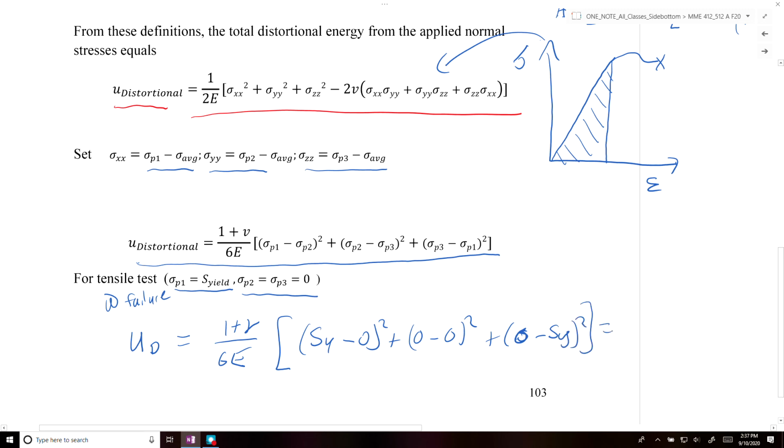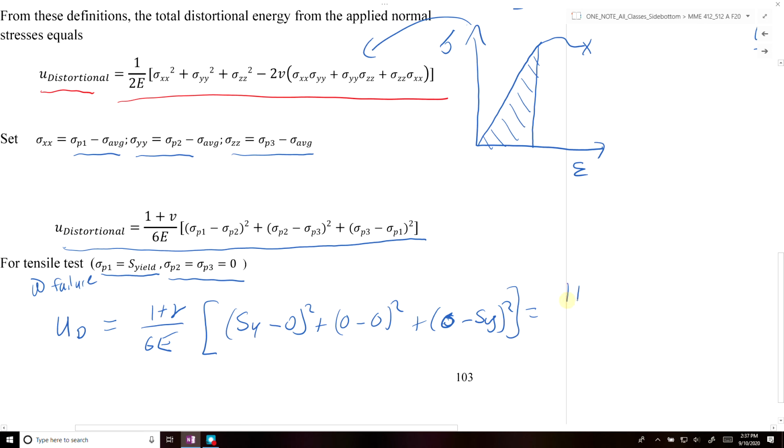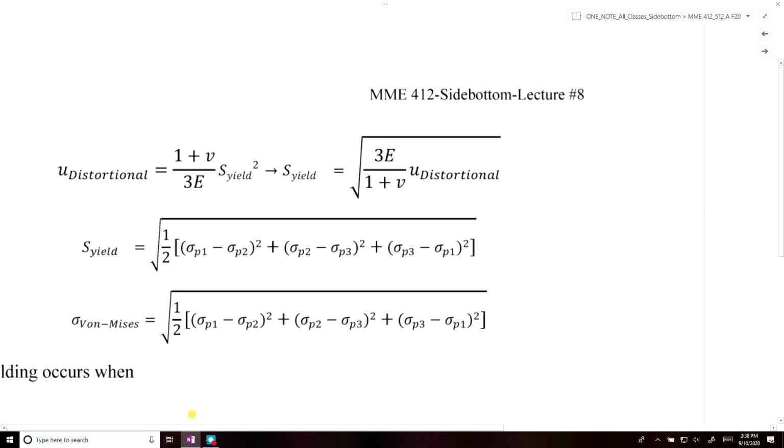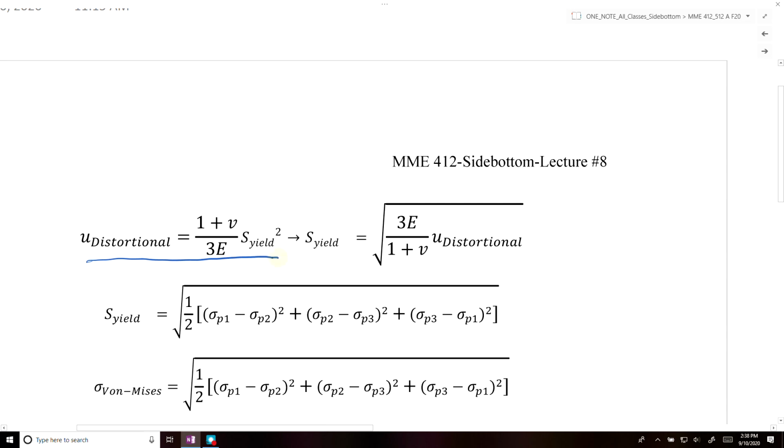So if we evaluate all that out, what we end up getting is 1 plus the Poisson's ratio over 3 times the Young's modulus, all times the yield strength squared. Okay, so now we can go to the next page, and we're going to have the same relationship defined here for the distortional energy as a function of the yield strength of the material. This is the same equation we have here.